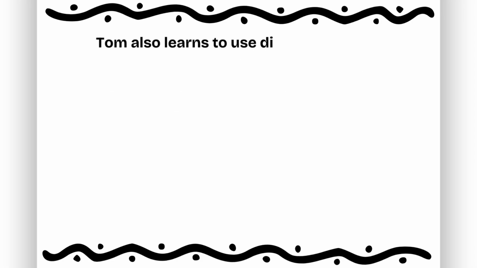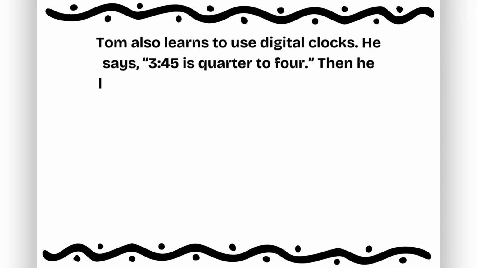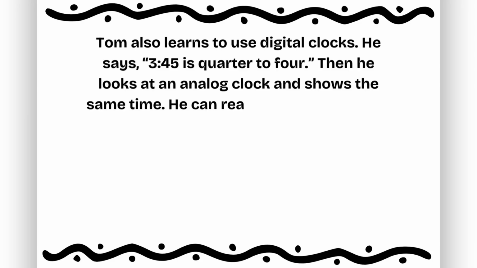Tom also learns to use digital clocks. He says, "3:45 is 3:45." Then he looks at an analog clock and shows the same time. He can read both now.